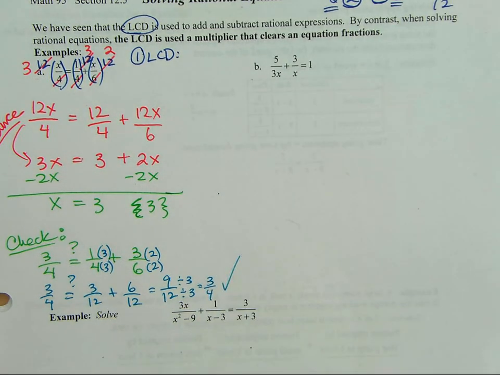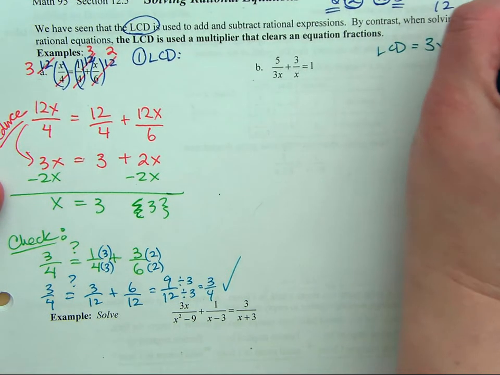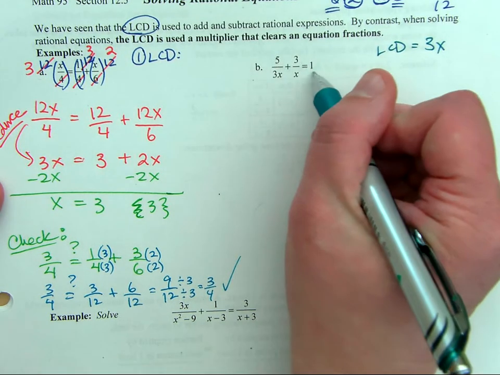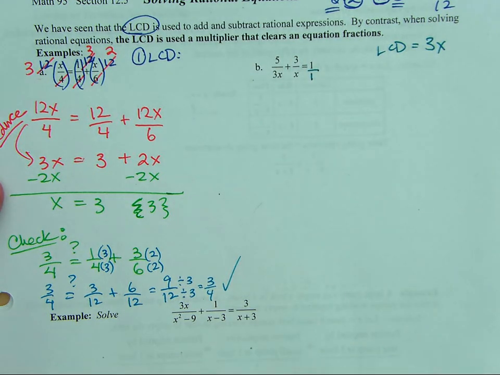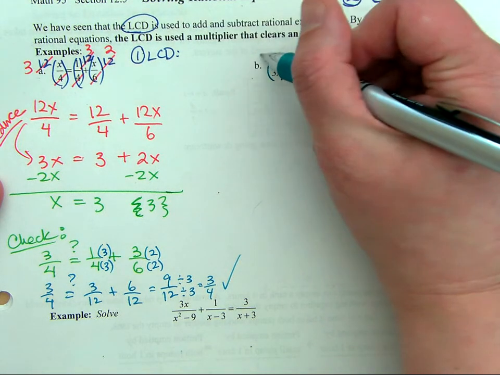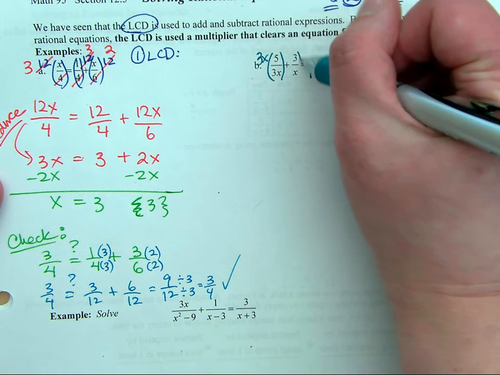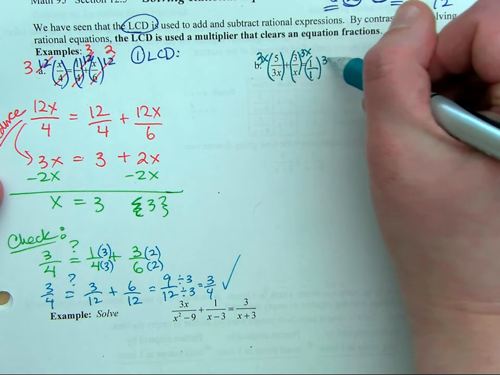So what could we do to clear fractions? Could we use the same concept there? What's the LCD of the denominator here? 3 and x, okay? And what's the denominator on the 1? It's actually 1, right? So if I multiply both sides by 3x, I'm going to multiply this term by 3x, this term by 3x, and this term by 3x.